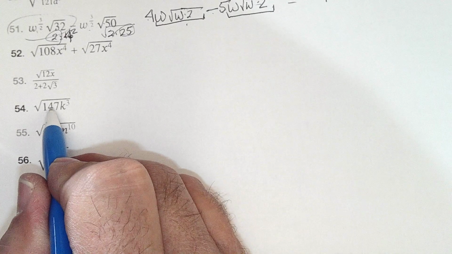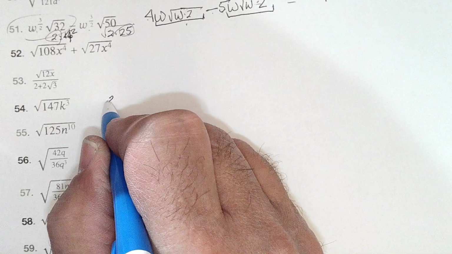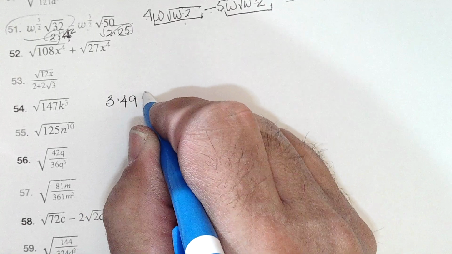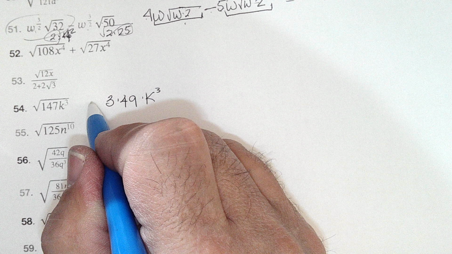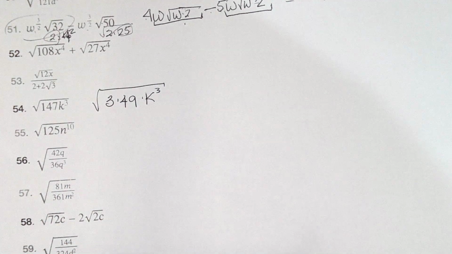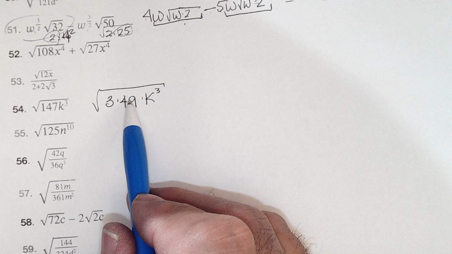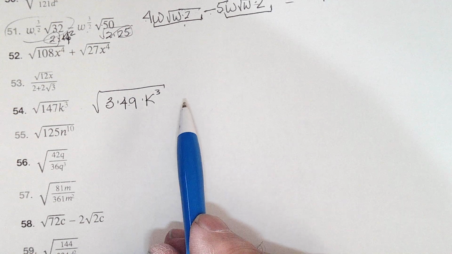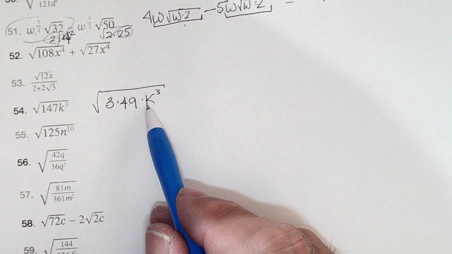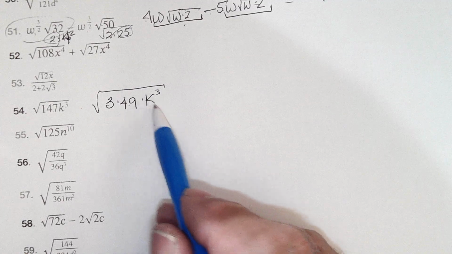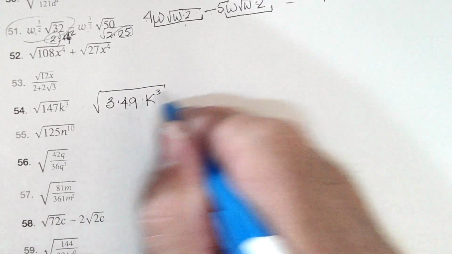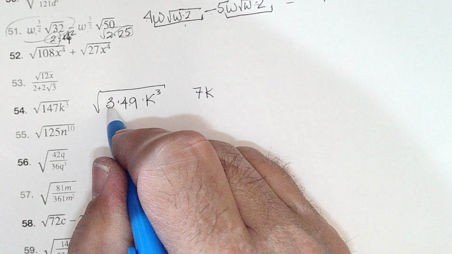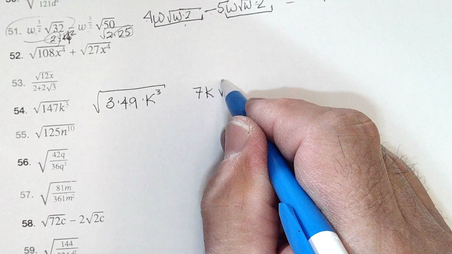Number 54. 147 is 3 times 49 times k to the 3rd, and we're doing the square root. Well, square root of 49 is 7. We got 3 k's multiplied, so a pair of them would come out. So I get a 7 and a k out, and I have left the 3 and 1 of the k's.